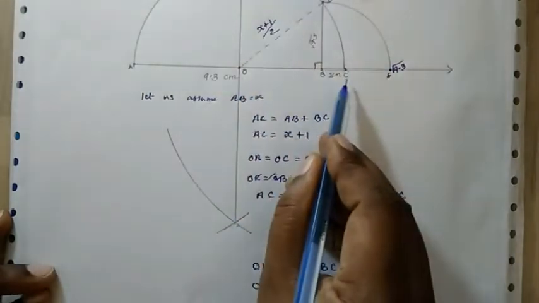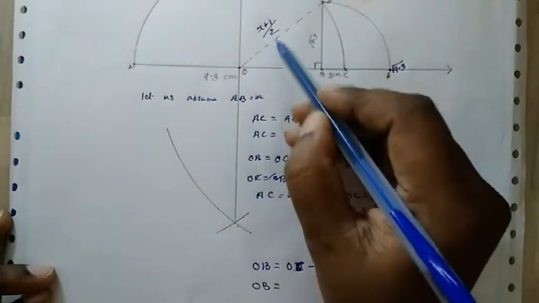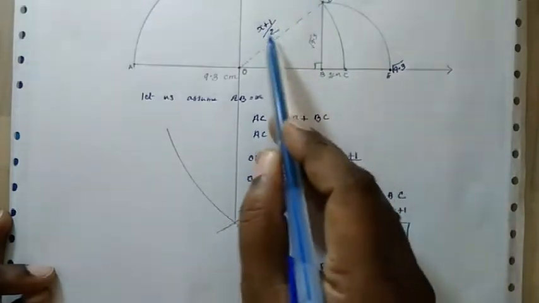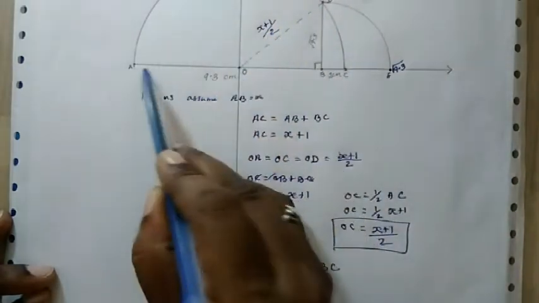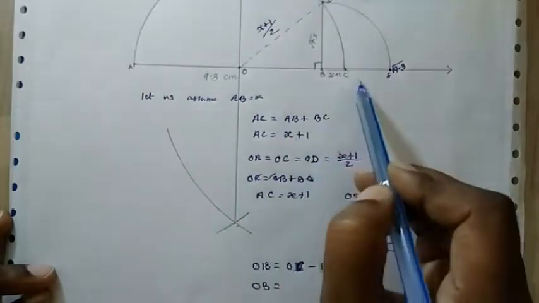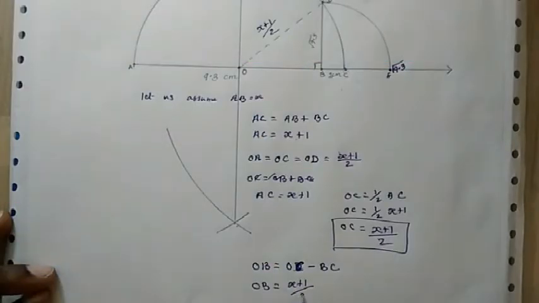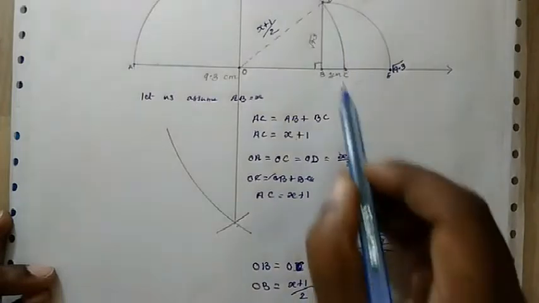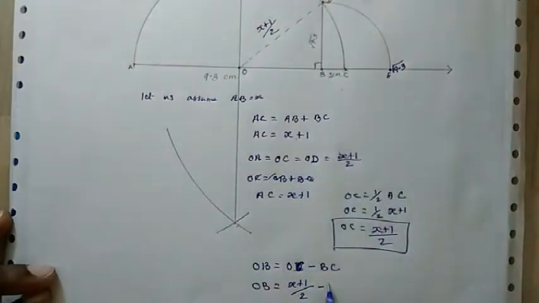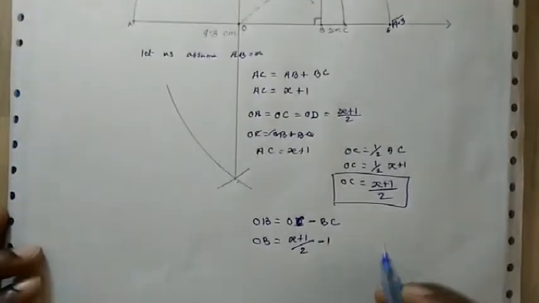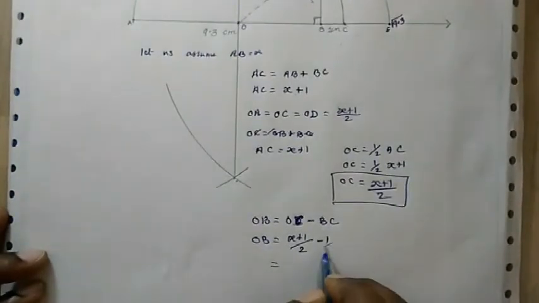So OC is how much? We said that it is (x + 1)/2. OA is the same, OD is the same, OC is the same. That means OC is (x + 1)/2, and BC is 1 centimeter or 1 unit. So you consider here there is 1.